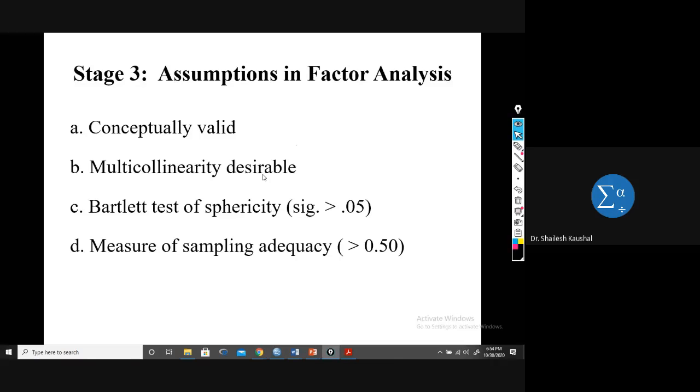In any case, if we are using exploratory factor analysis, for example, we want to conduct exploratory factor analysis on the SERVQUAL model. SERVQUAL means service quality model. Then it should be conceptually valid. Whatever questions we are taking to conduct the exploratory factor analysis, all the questions should be related to service quality. Then multicollinearity is desirable. Why? Because we are clubbing same nature of questions into one. That is why multicollinearity is desirable here.